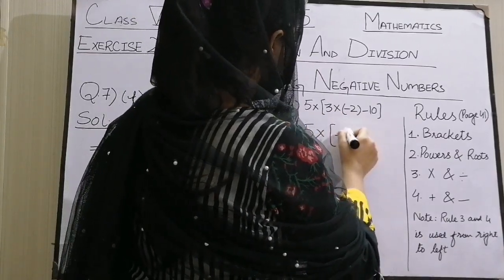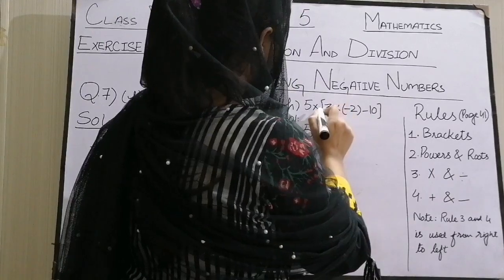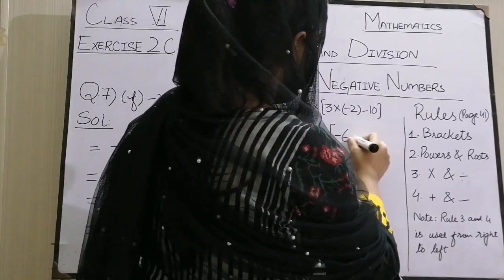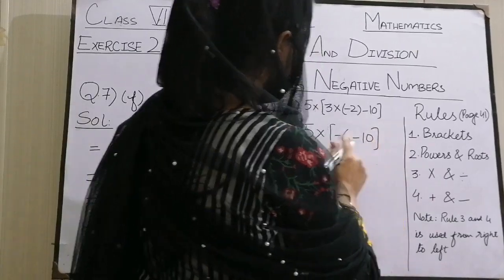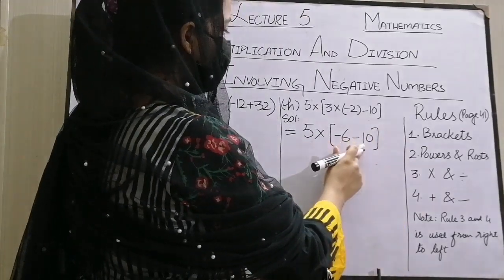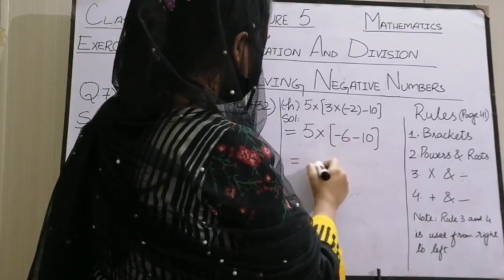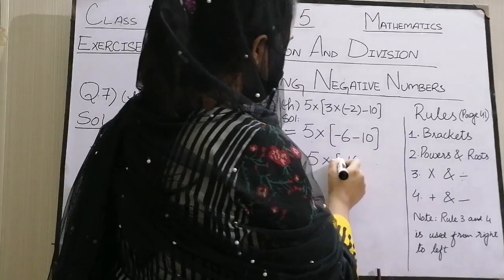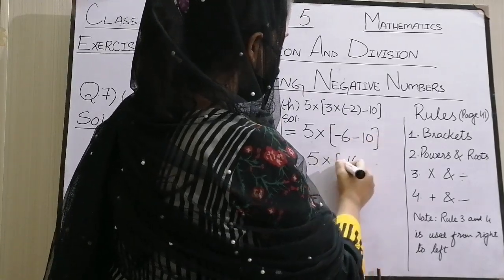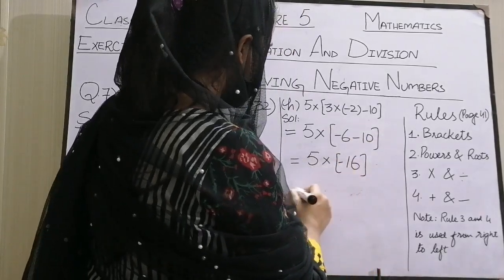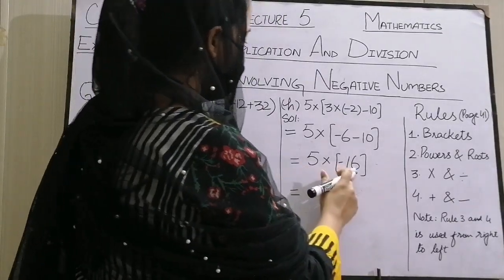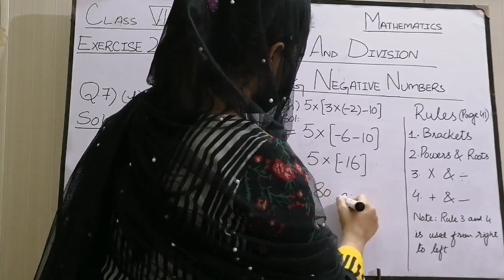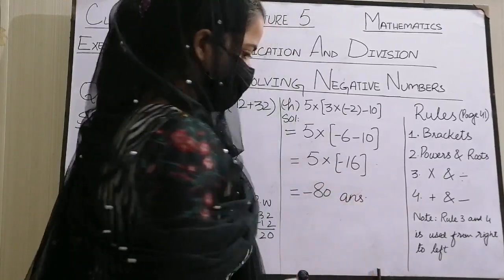3 into minus 2 is minus 6 because 3 is a positive number. Positive into negative is negative. 3 2s are 6. Minus 6 minus 10. Both of these numbers have same sign, so add them up. It becomes 16. But with a negative sign, as 10 is the bigger number and it is negative, so answer would be negative. 5 into 16 is 80. Plus minus 80 is our answer.